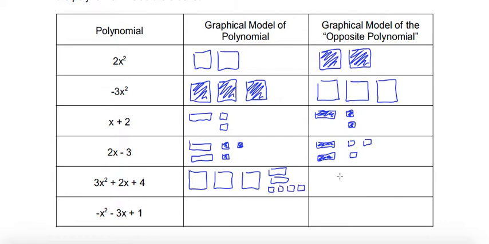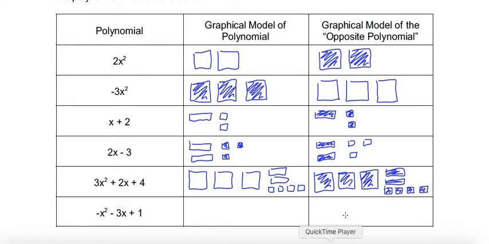And the opposite polynomial. So all of these are going to be the opposite colors. So I have 3x squared, but these are negative, so negative 3x squared. And then I have negative 2x. So I'm going to have them shaded in, negatives. And then I have negative 4. So 4 small squares shaded in. And lastly, negative x squared. So that's 1 large square shaded in, negative. Negative 3x, so 3 rectangles shaded in.